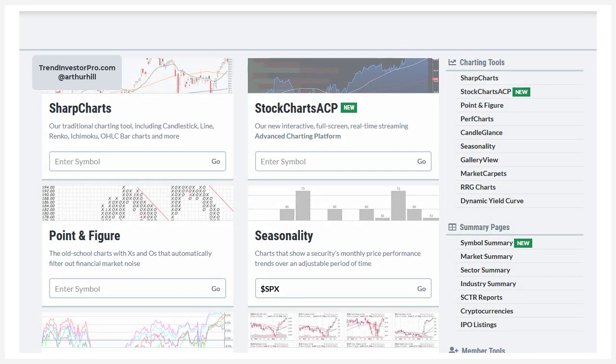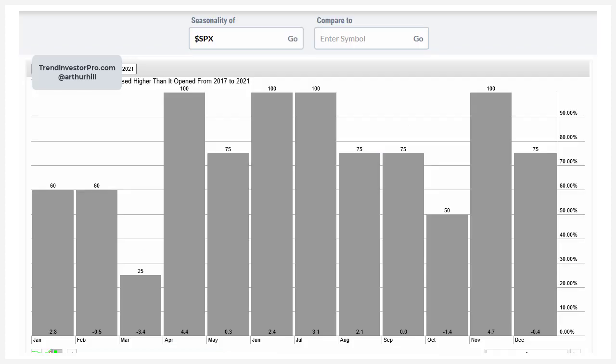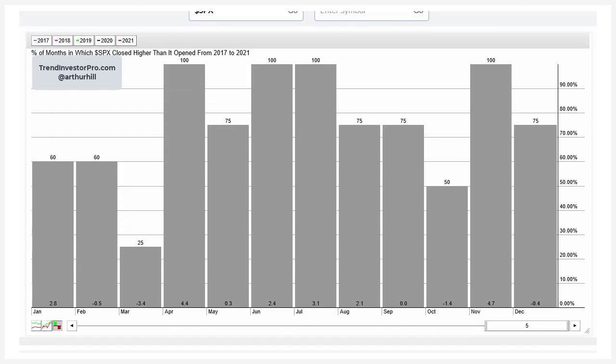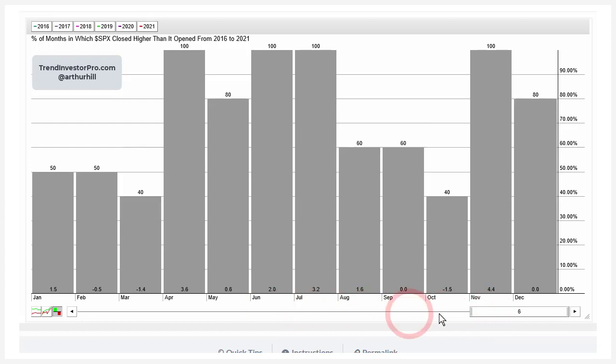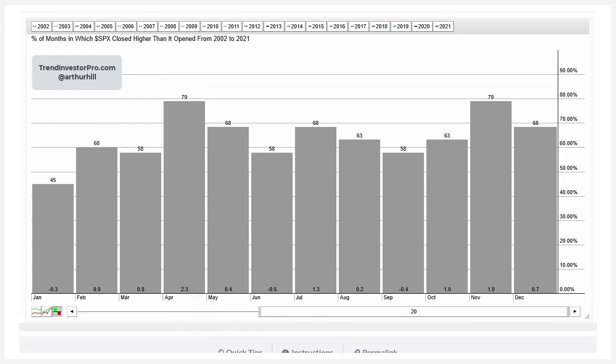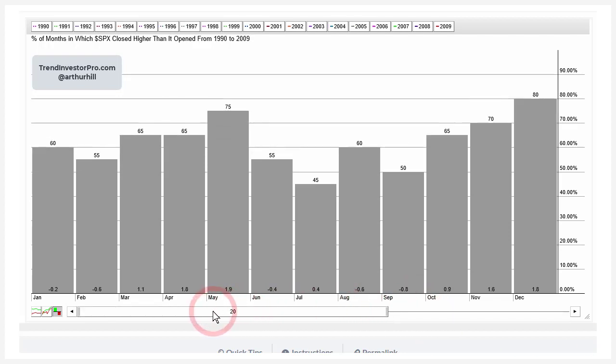So Stock Charts has a really nifty seasonality tool. You can see here, this is the free charts page, and there you can see seasonality, and you just put in your symbol and click go. So here I am on that seasonality chart, and it goes back 5 years by default, but we can take it back 20 years here by dragging that slider, and I will click and drag it over. So we've got 20 years of seasonal patterns for the S&P 500. And if you want to go back in time a little, you can slide that slider over, and you can see we've got 1990 to 2009 now.